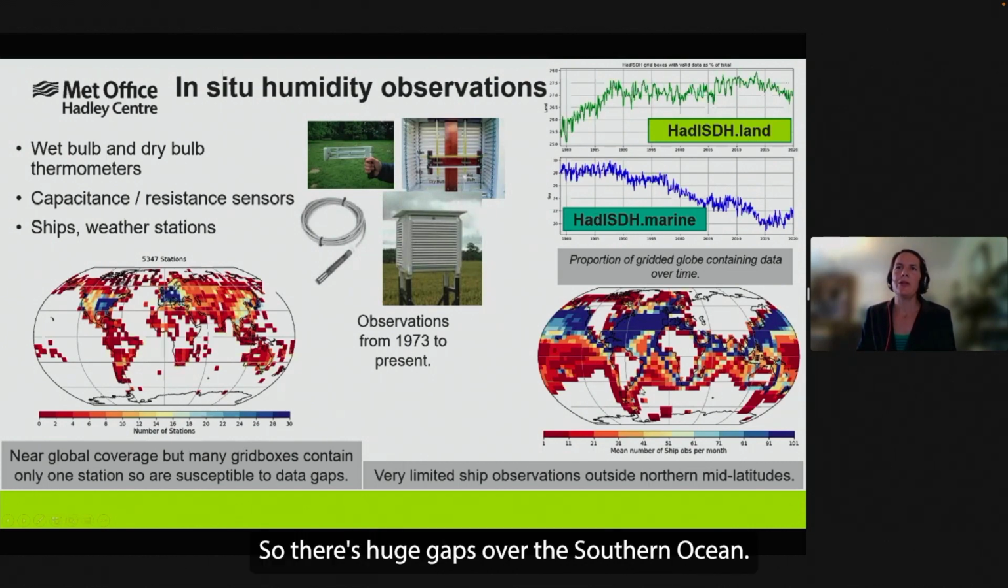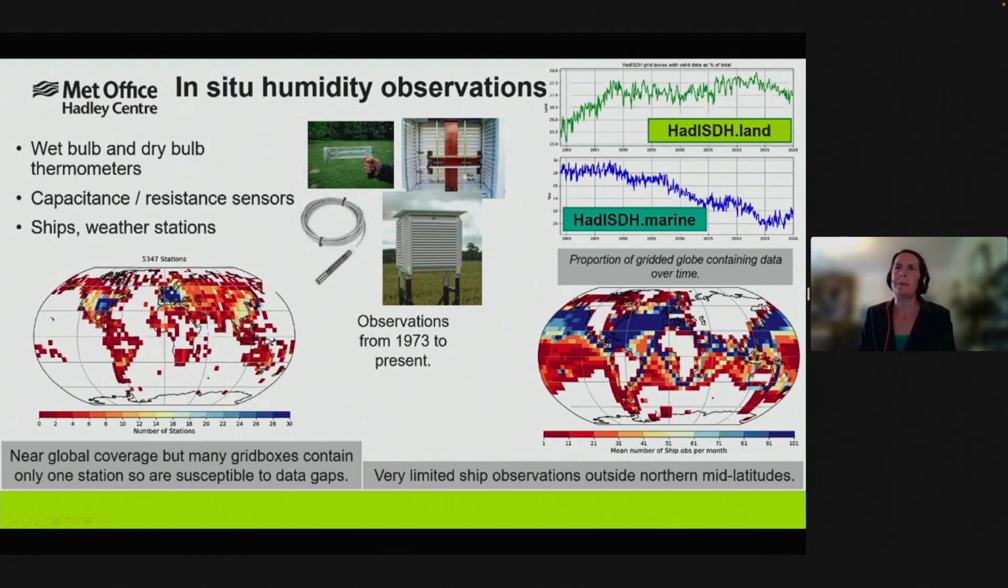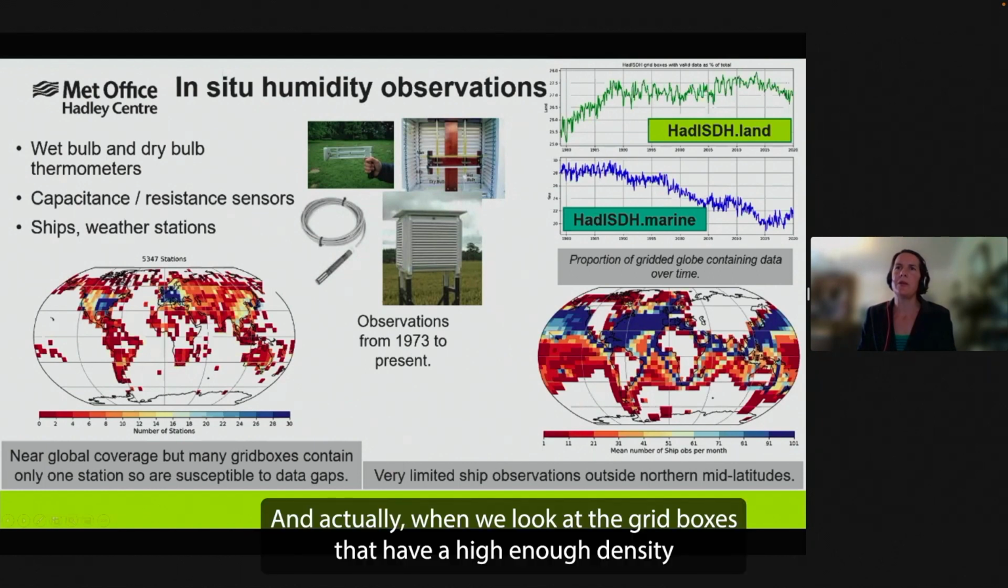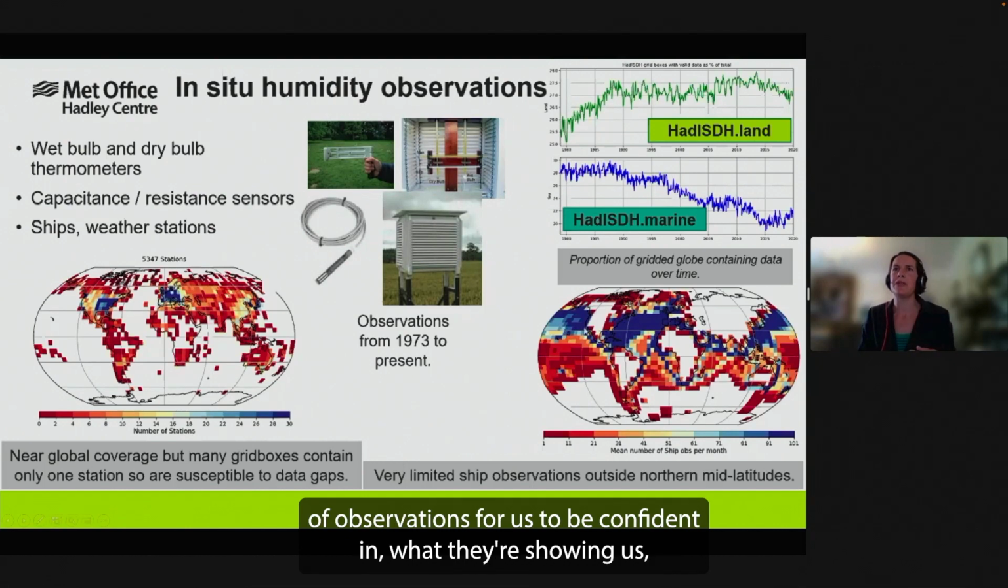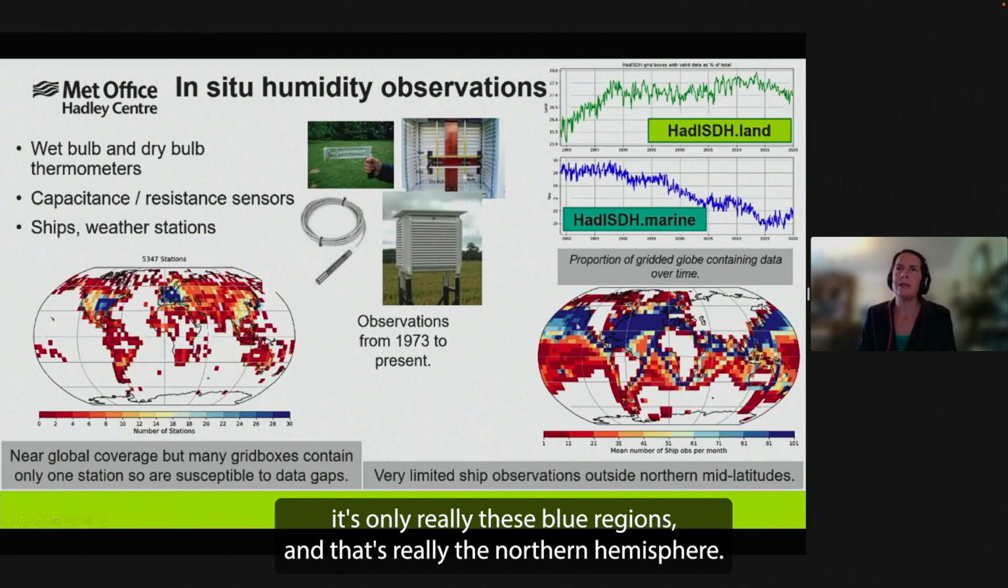So there's huge gaps over the Southern Ocean. And actually, when we look at the grid boxes that have a high enough density of observations for us to be confident in what they're showing us, it's only really these blue regions, and that's really the Northern Hemisphere.